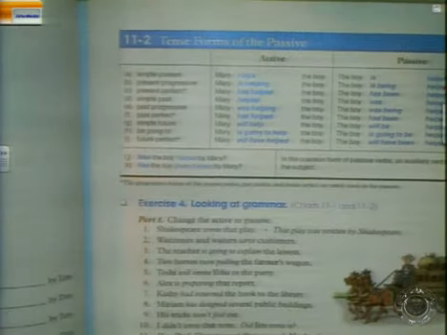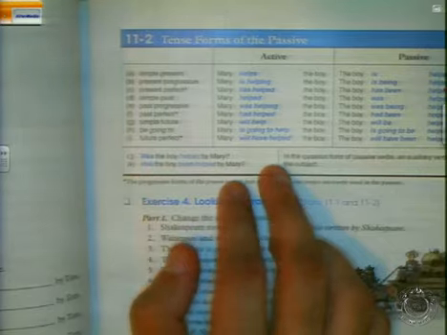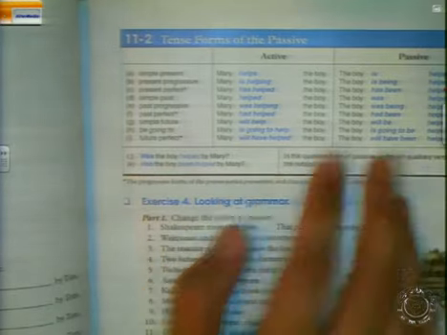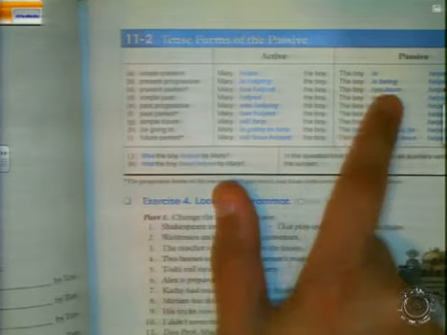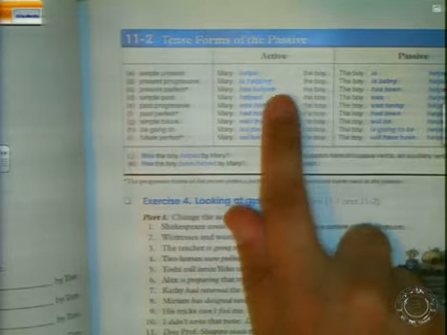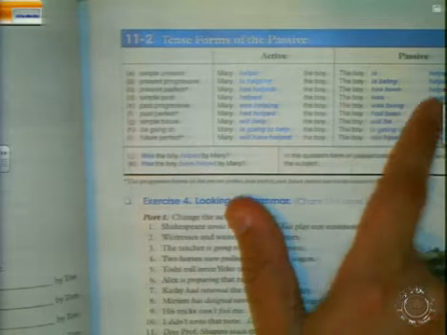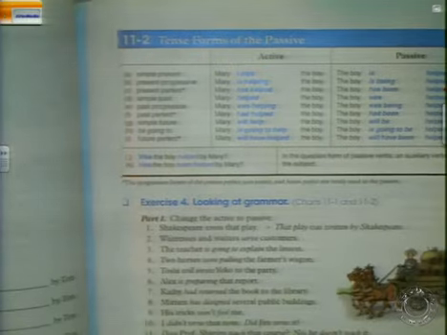It is by looking at the table on the next page. On page 213 you will see how to transform different verbs from active into passive. You will see if you have "is helping," you change it into "is being helped." "Has helped" becomes "has been helped," and etc.